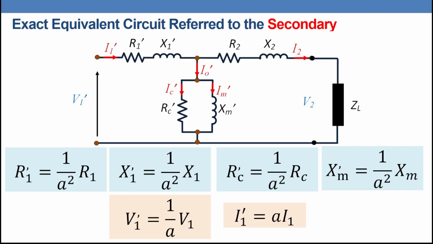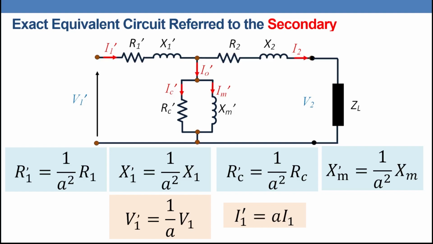So R1 dash equals 1 over A square R1. X1 dash equals 1 over A square X1. R core dash equals 1 over A square R core. And XM dash will be 1 over A square XM. And V1 dash will be 1 over A V1, while I1 dash equals A I1.